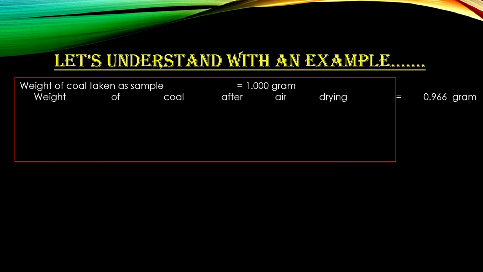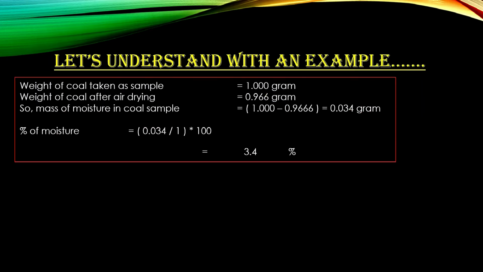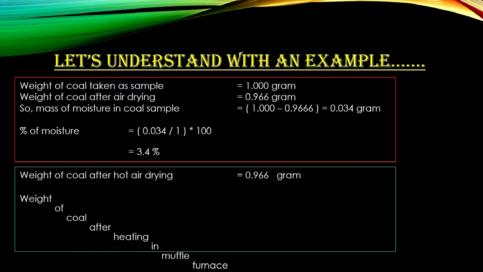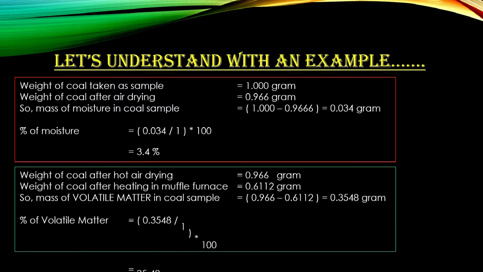Weight of coal taken as sample is 1 gram. Weight of coal after air drying is 0.966 gram. So mass of moisture in coal sample is 1 gram minus 0.966 gram, which is equal to 0.034 gram. So the percentage of moisture is 3.4%.